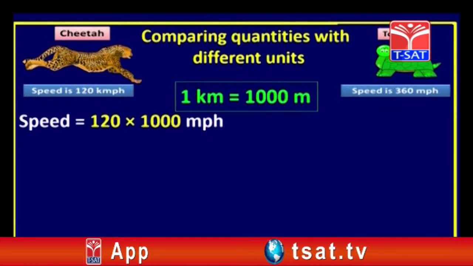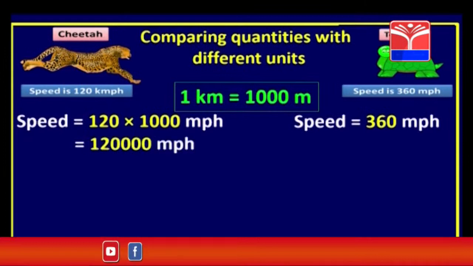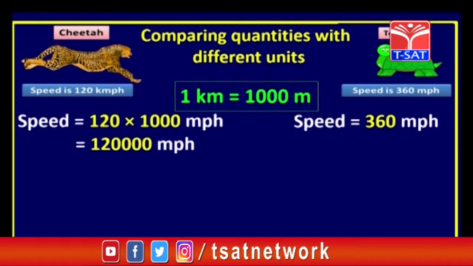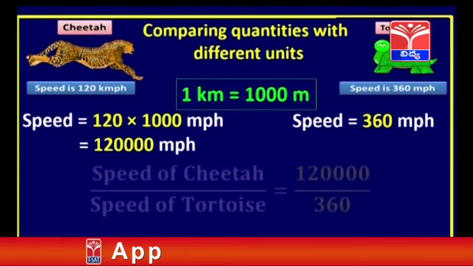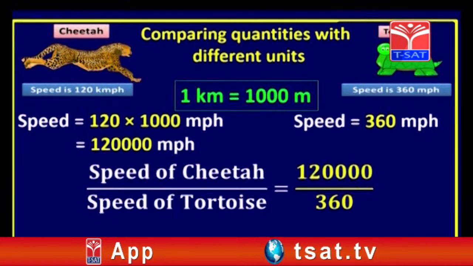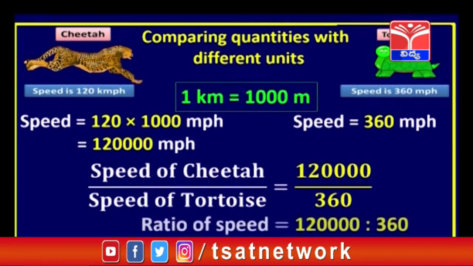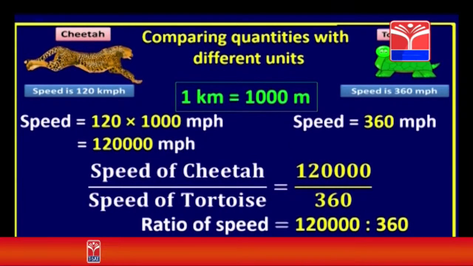Yes, 120 into 1000 meters per hour, which on multiplication you get as 1,20,000 meters per hour. And the speed of the tortoise remains the same, that is 360 meters per hour. Now let us find the ratio of speed of cheetah to speed of tortoise, that is 1,20,000 divided by 360. Now let us write it as a ratio, children. So the ratio of speed is 1,20,000 is to 360.